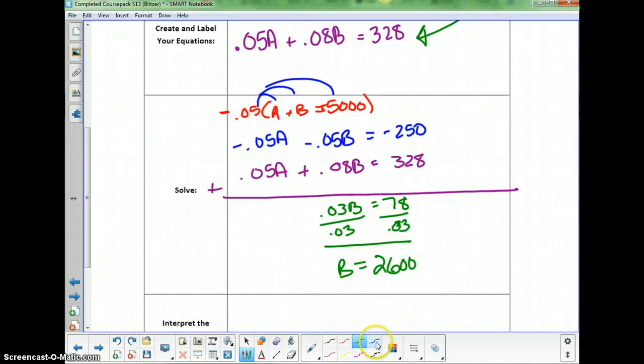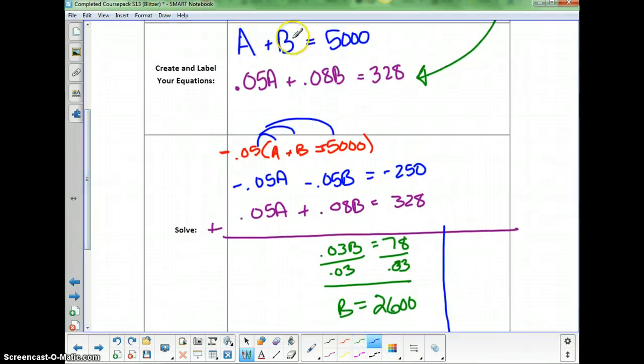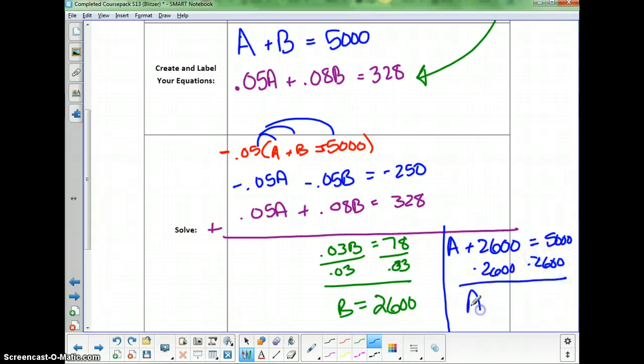And if that's my value for B, we can find the value for A, because remember that we knew that A plus B was 5,000. That's the easier equation. I could use either one, but that one has the smallest coefficients. So A plus 2,600 equals 5,000. If I subtract 2,600 from both sides, I get that A is equal to 2,400.